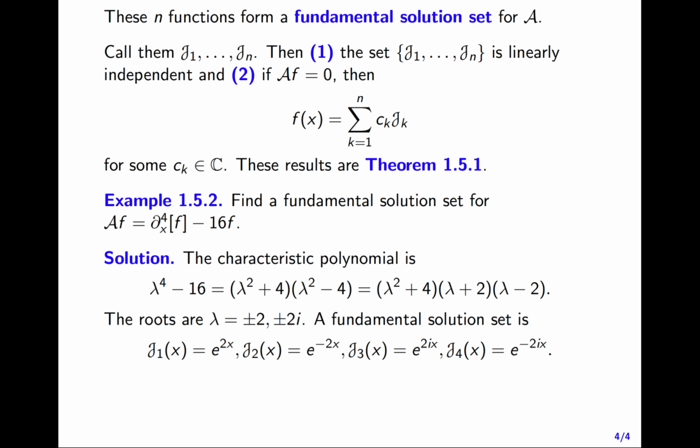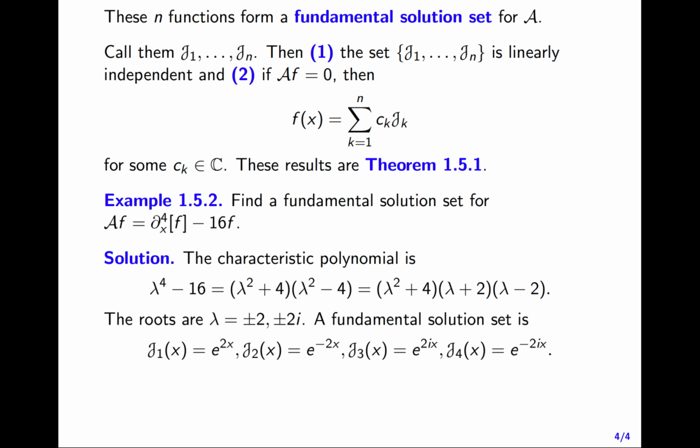And so one fundamental solution set is to take e to the 2x, e to the minus 2x, e to the 2ix, and e to the minus 2ix. And these four functions are linearly independent, and they span the kernel of A. You'll note that I had four roots to a degree 4 equation, so all four roots had multiplicity 1. I didn't have to put any extra factors of x on my functions here.